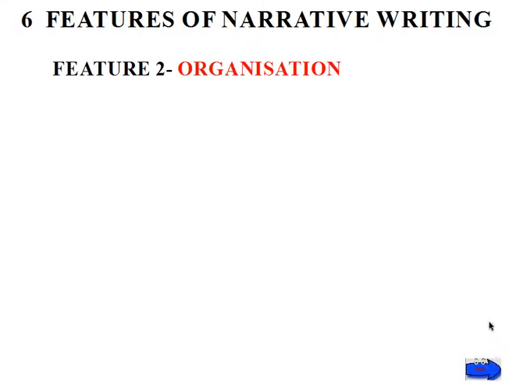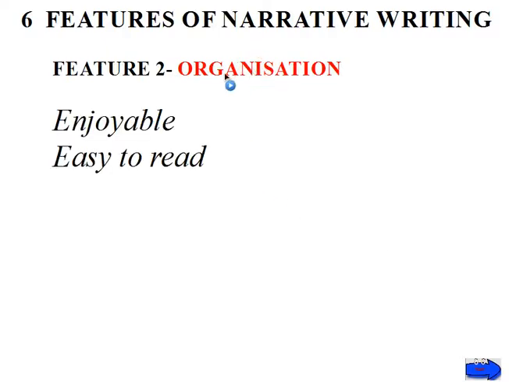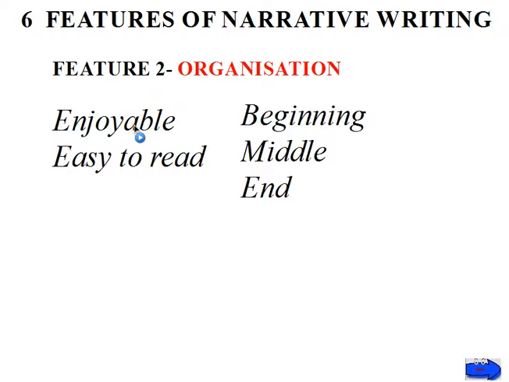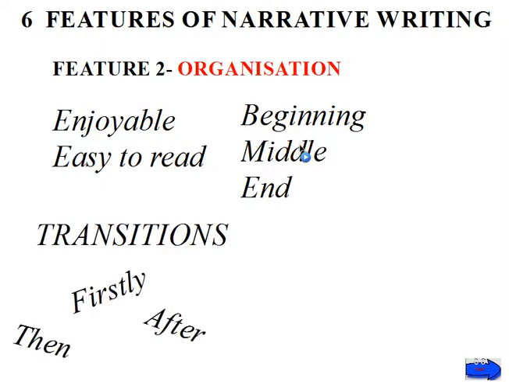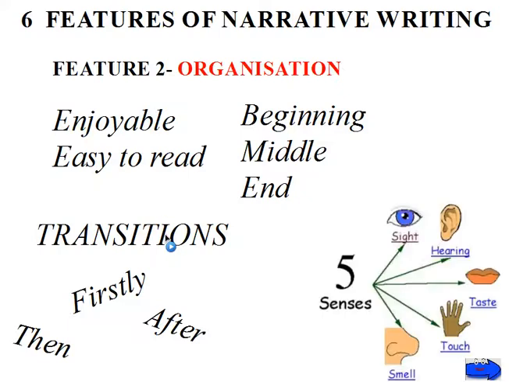The second feature is organization. The narration should be enjoyable and easy to read. It should definitely have the beginning, the middle, and the end. You are to use transition words such as firstly, then, after, and some others. And definitely it is a very good idea to use verbs describing the 5 senses. They are sight, hearing, taste, touch, and smell.